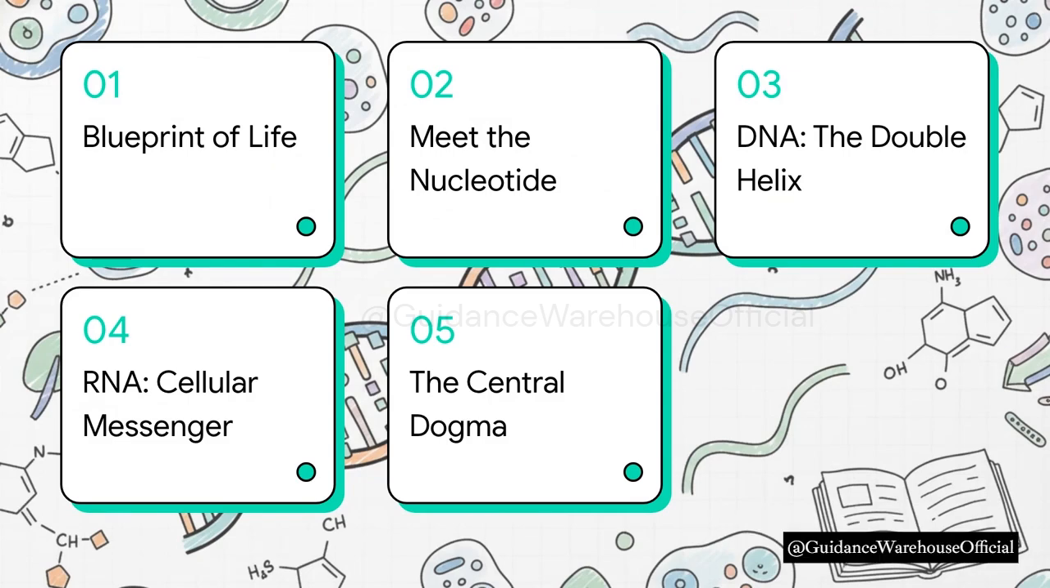All right, here is our roadmap for today. We'll start off with the blueprint of life, move on to meet the nucleotide, check out DNA, the double helix, then RNA, the cellular messenger, and finally, we'll wrap up with the central dogma.